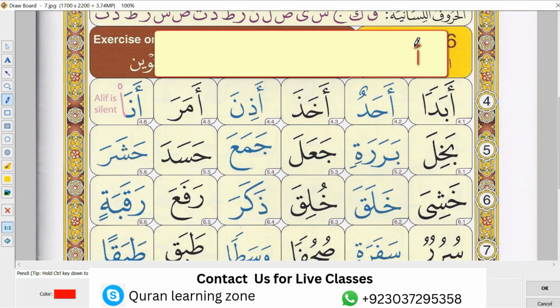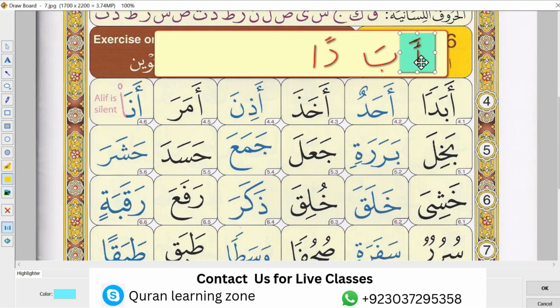One is Hamza, and after that Ba, and the third one is Dal. Dal has two zabar on top of it, the previous one, Ba, has one zabar on top of it, and Hamza has one zabar on top of it. So now you read this lesson like that: first letter, and then you read the second letter, then you read together.